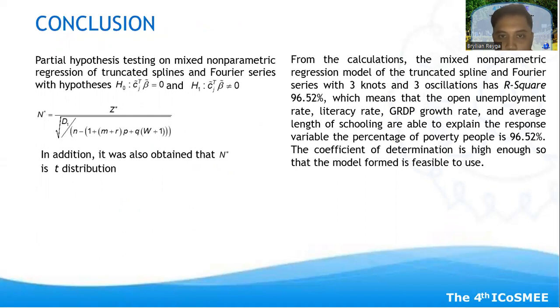Conclusion 2: from the calculation, the mixed non-parametric regression model of spline truncated and Fourier series with 3 knots and 3 oscillations has an R square of 96.52%, which means that the open unemployment rate, literacy rate, GRDP growth rate, and average length of schooling are able to explain the response variable, the percentage of poor people, at 96.52%. The coefficient of determination is high enough so that the model is feasible to use.